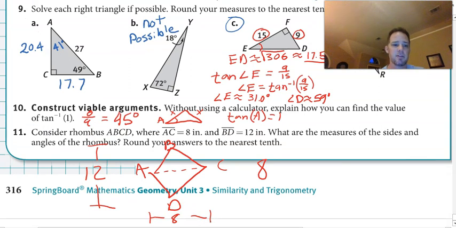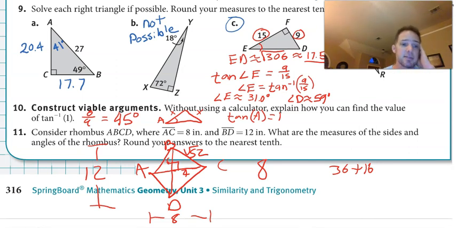What are the measures of the sides? So that means if each one of these is bisected here, because it's a parallelogram, that means this would be 6 and 4. So all of these are right triangles. So 36 plus 16, 52. Do Pythagorean theorem, you get each side is square root of 52, or about 7.1 for each side.